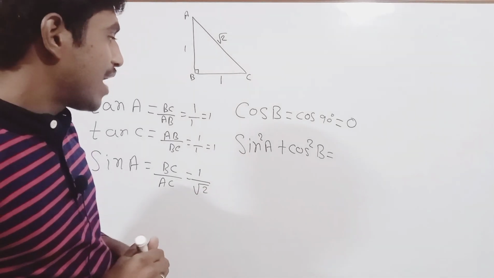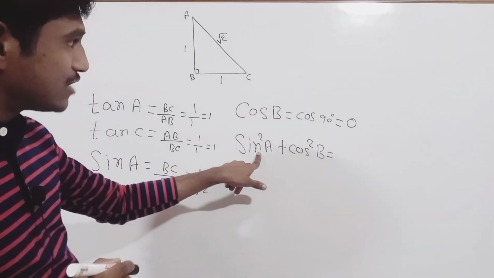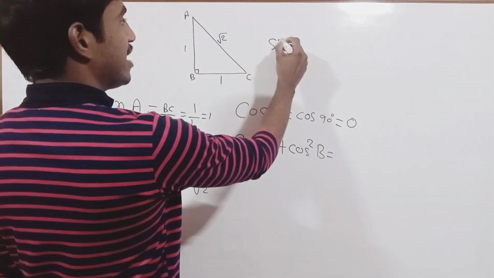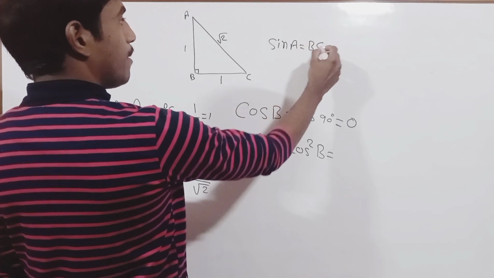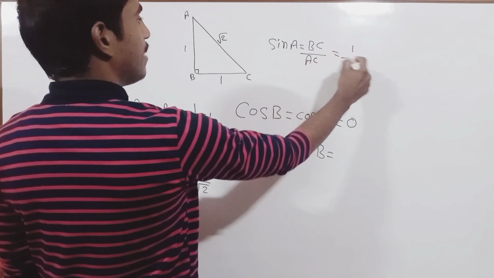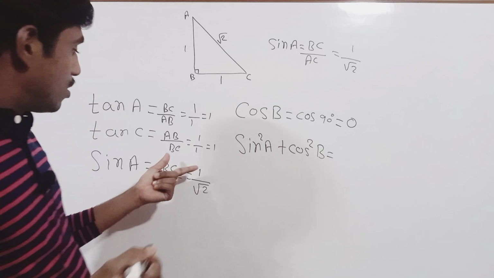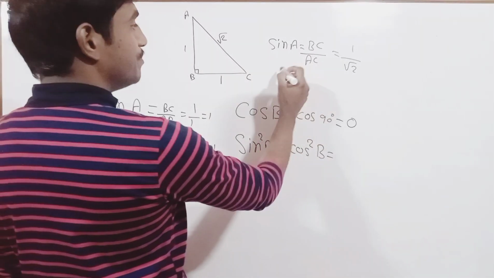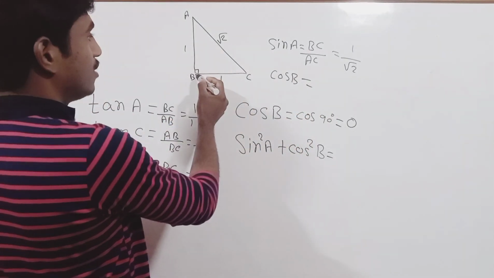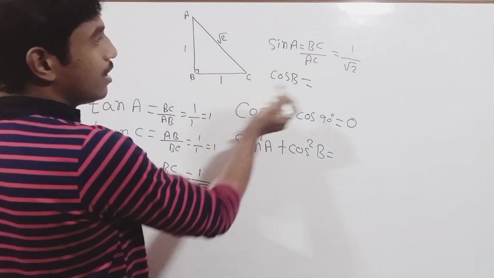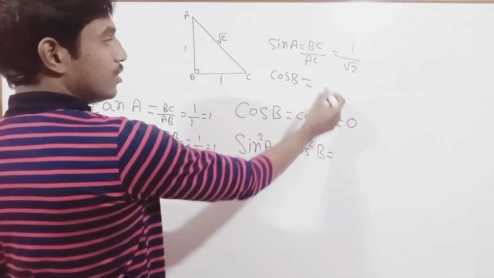The next is we need to find the value of sin square A plus cos square B. Before that, let's find what we get. Sin A equals opposite by hypotenuse. Opposite is BC by hypotenuse is AC. What is BC here? 1 by AC, root 2. So sin A is 1 by root 2. And cos B we got as 0 as the answer here. Cos 90, which is 0.